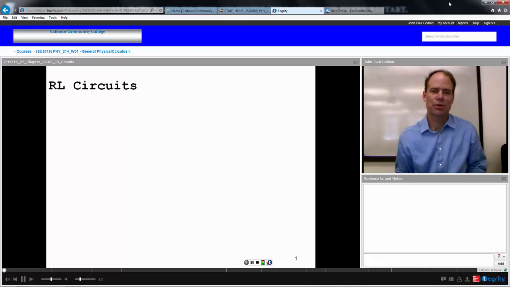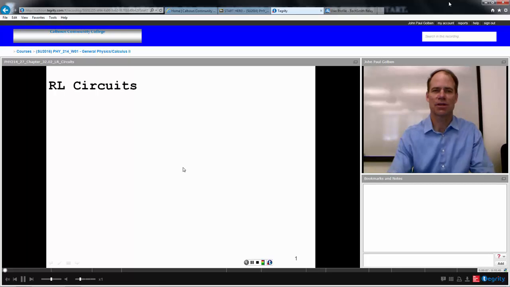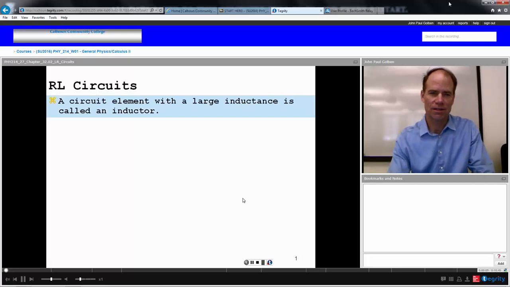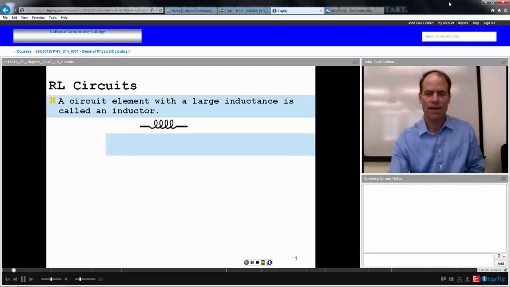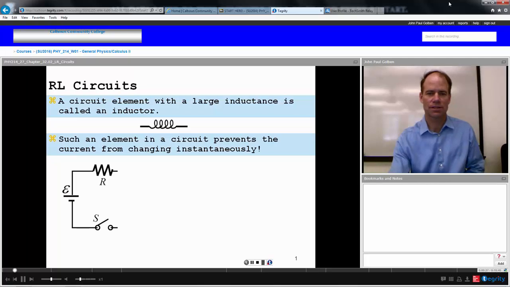Say we actually want to put an inductance in a circuit. We might actually build ourselves an RL circuit. A circuit element with a large inductance is called an inductor. It looks like this. This would be our symbol in a circuit. And it actually looks just like what it is. It looks like a solenoid type coil. That would be our symbol in the circuit.